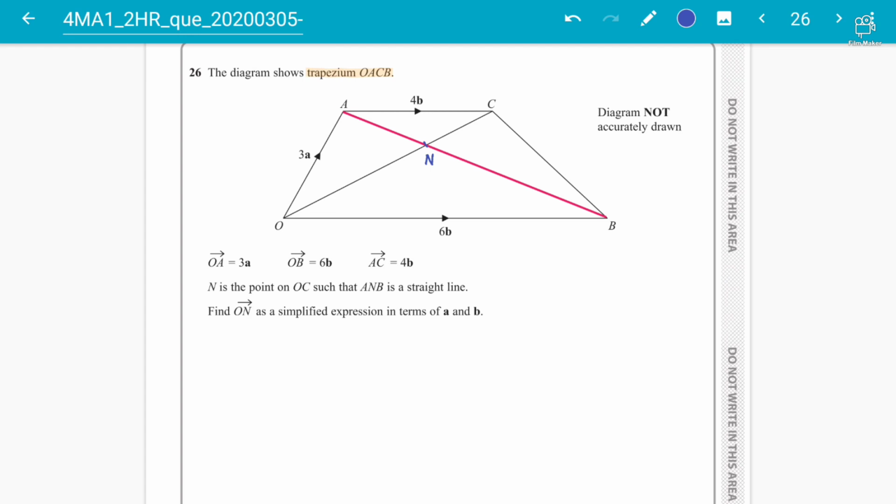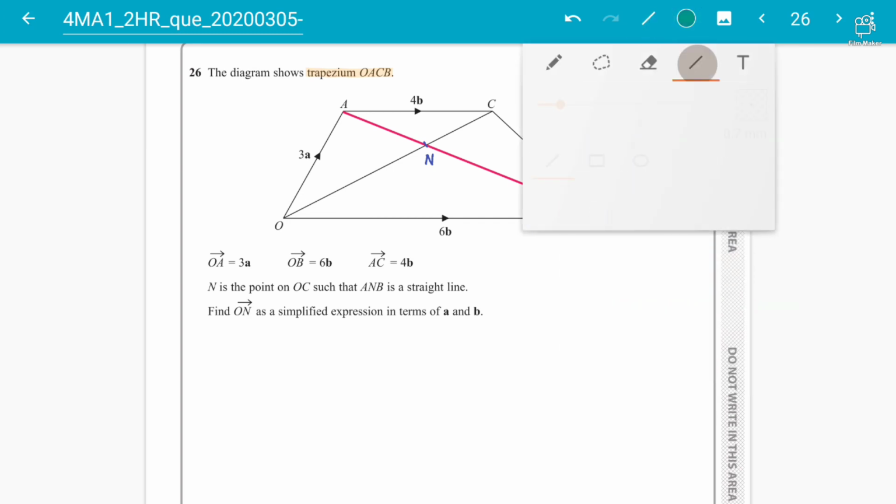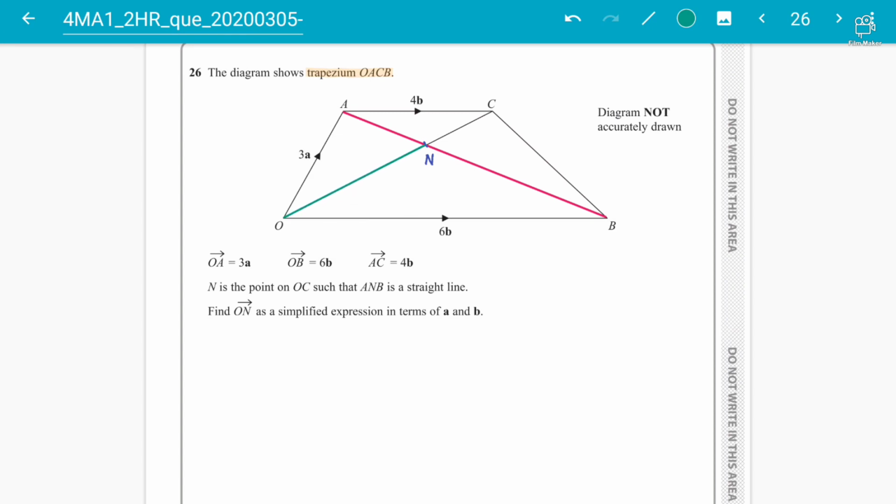Everyone needs to understand that this is how you should be thinking in your examination, with this mindset: first try to make it imaginative and think that if AB is a straight line, then the point will be going from O to C, and the point lies there on N, okay. So what you have to find is basically ON. So let's make that as well. We have to find ON, or let's do it with a dark color. So we have to find ON as a simplified expression in terms of a and b. We have to find ON, okay. So let's get started with this.